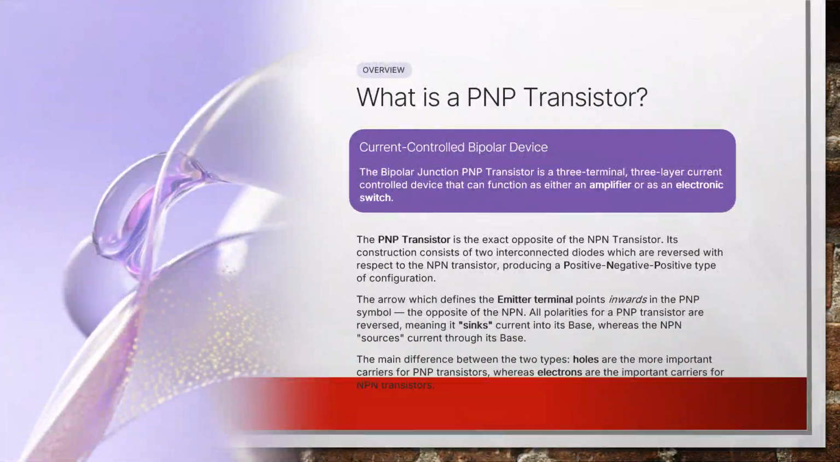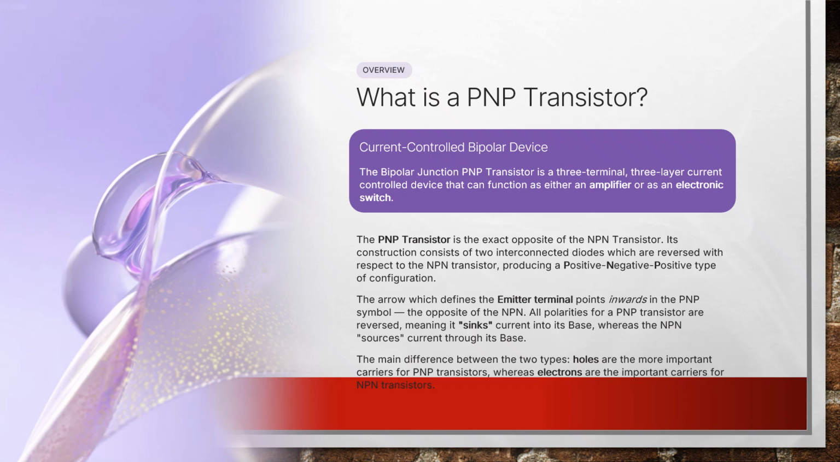Overview. What is a PNP transistor? Current-controlled bipolar device. The bipolar junction PNP transistor is a three-terminal, three-layer current-controlled device that can function as either an amplifier or as an electronic switch. The PNP transistor is the exact opposite of the NPN transistor.